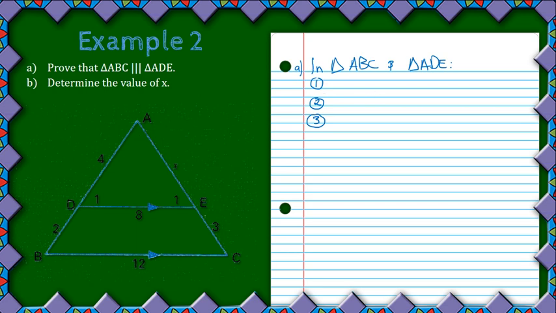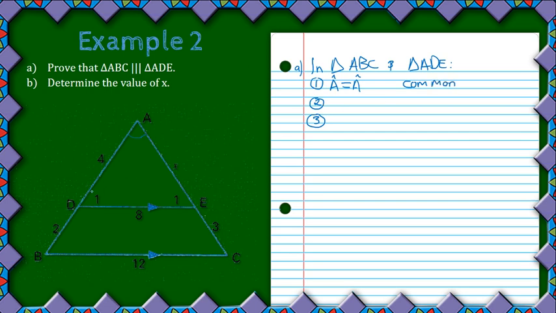So we have ABC, which is the big triangle, and then we have ADE, which is the smaller triangle. The first thing I can see is that angle A is equal to itself, so it belongs to both of the triangles. So I'm going to say that angle A is equal to angle A, and the reason is because it's common to both of the triangles.